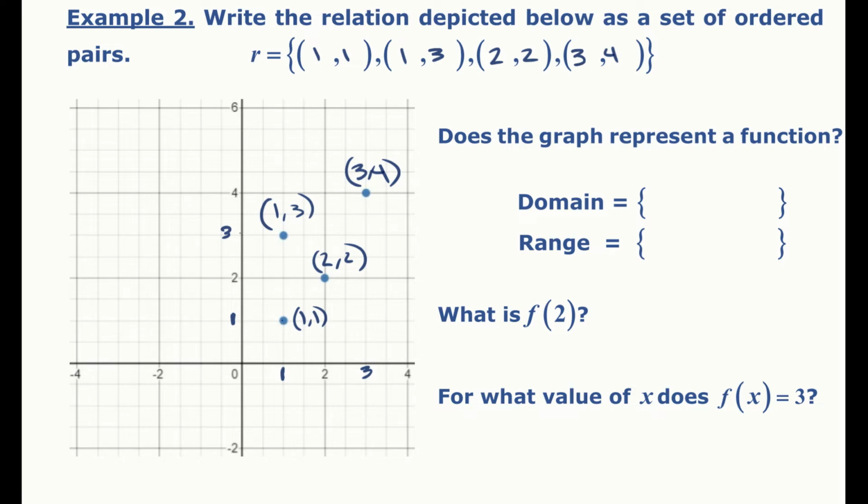What is the domain? Well, remember, that's going to be the set of all the unique inputs, right? So basically 1, we don't need to write it again because we've already got it. 2 and 3. And the range is the set of all the outputs. So notice we have 1, 3, 2, 4.